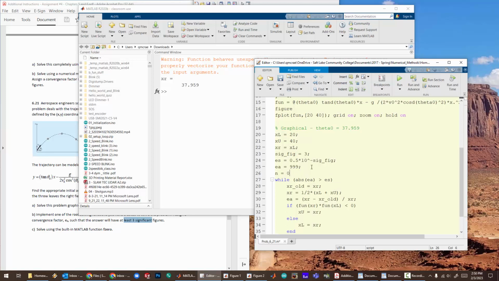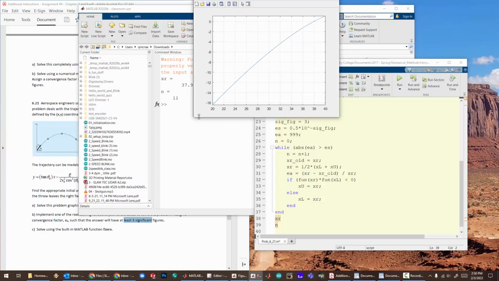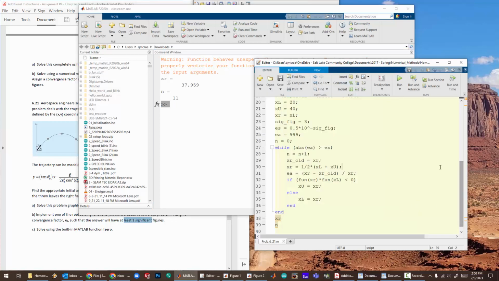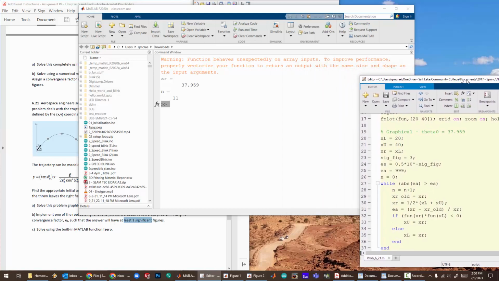So I'm going to say n is equal to 0, right? And in here, this is just for counting sake, n is equal to n plus 1. And then here, how many iterations? Boom, run that. And it took 11 iterations, which is significantly fewer than 100,000. So there we go. Now to be fair, we didn't use an existing function.